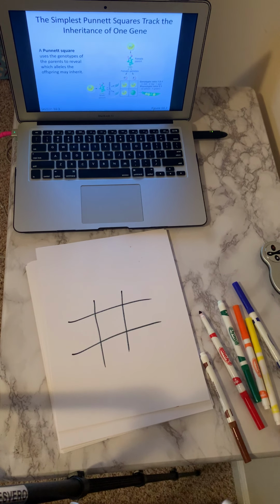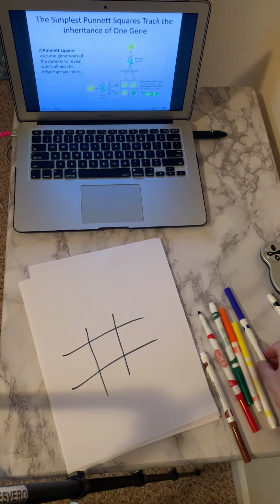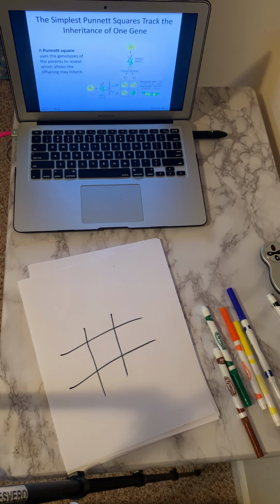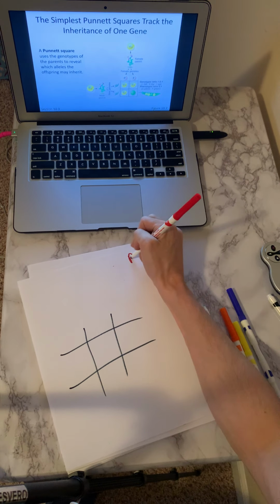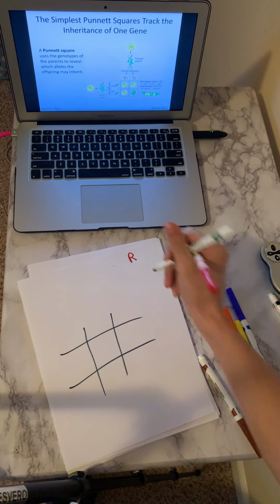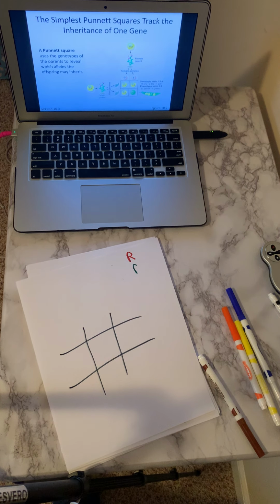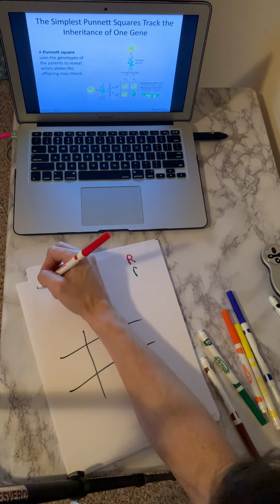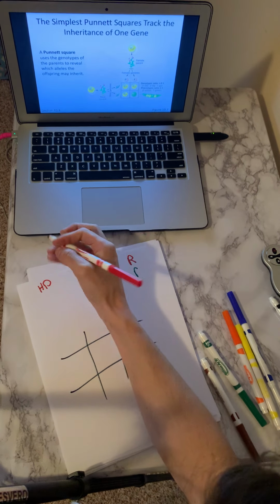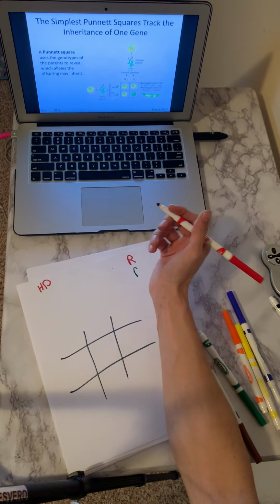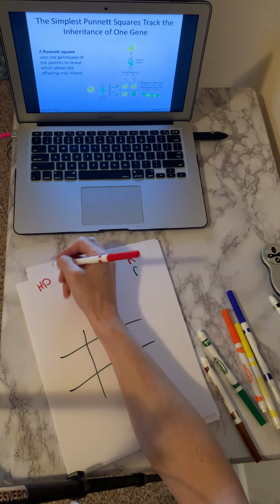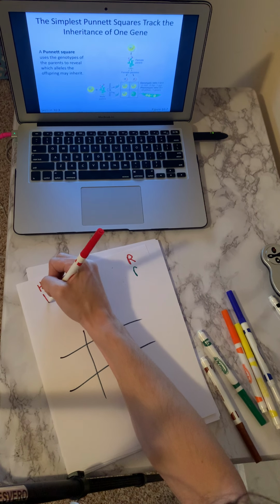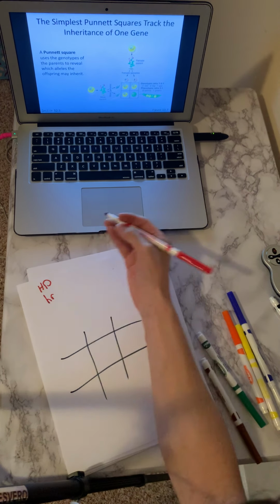So in this case, we're going to shake it up a little bit. Let's keep with the same traits, R and r, just for consistency: red feathers and green feathers. Let's breed a homozygous dominant individual, HD, with a homozygous recessive individual, HR. So let's go ahead and figure out what these are going to be.